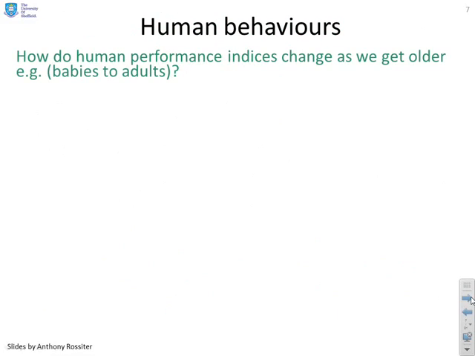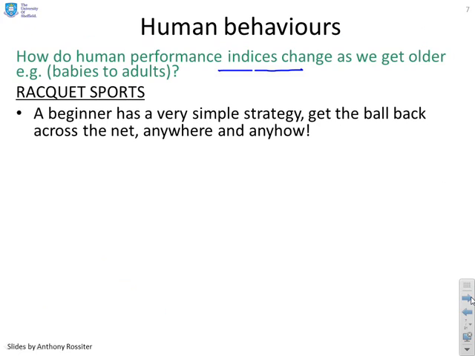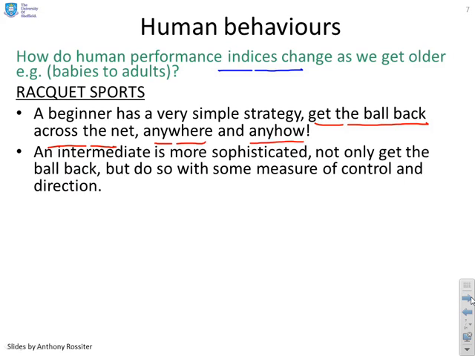So human behaviors then. How do human performance indices change as we get older? I'm going to use the example of a racket sport again to demonstrate this. A beginner, you can imagine as a baby or a toddler or someone quite young, has a very simple strategy. Basically, can I get the ball back across the net? I don't care where it goes as long as it goes across the net and it stays in play. So anywhere and anyhow.